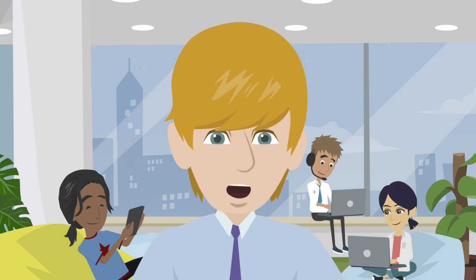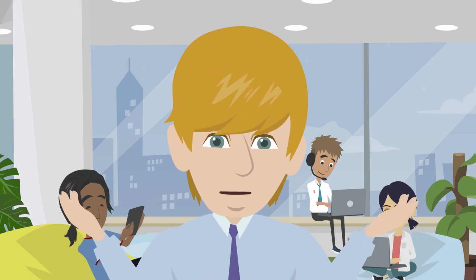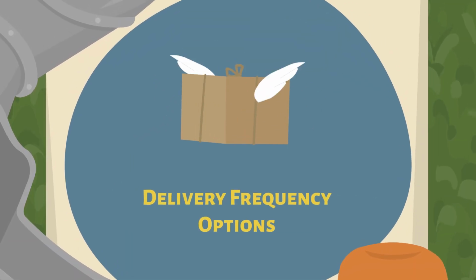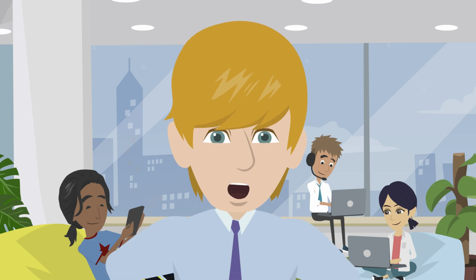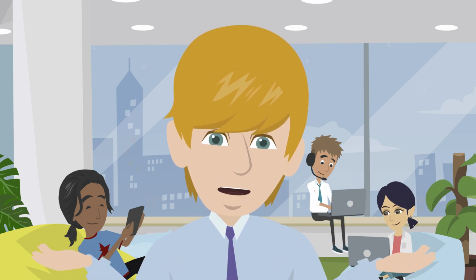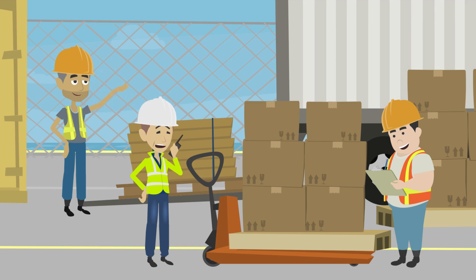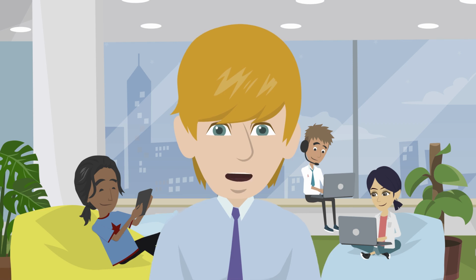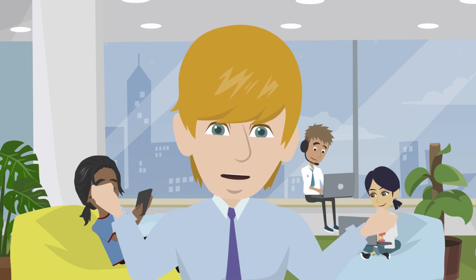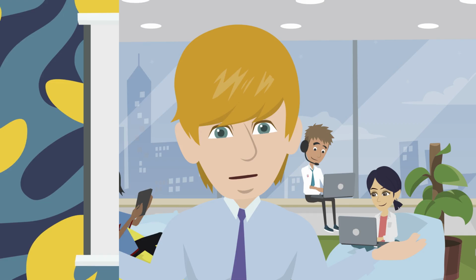Step 1, determine your ideal delivery frequency. Ideally, we would like daily or multiple daily deliveries for high volume production. Weekly or monthly deliveries can work as well. Less frequent deliveries and very long lead times are not generally workable with Kanban.